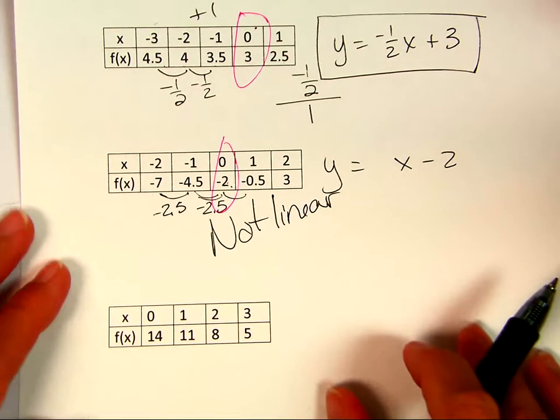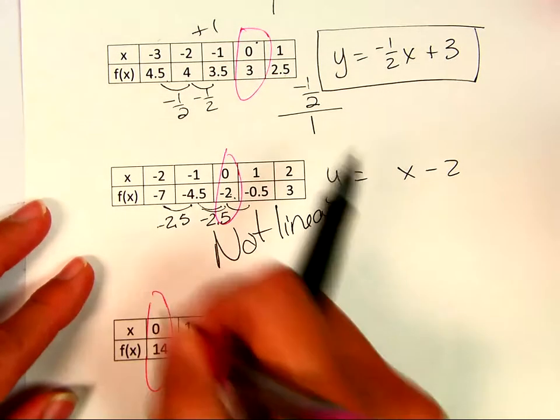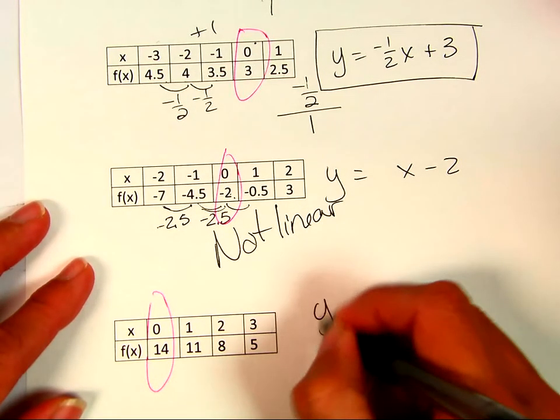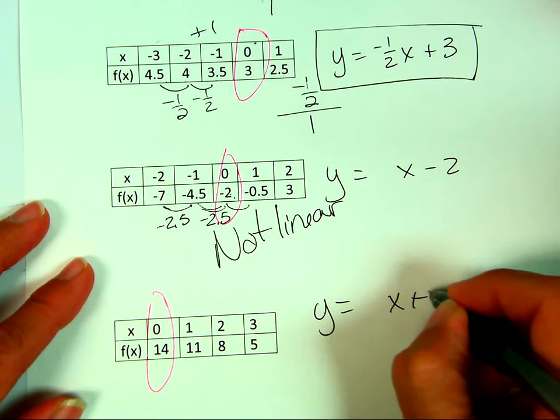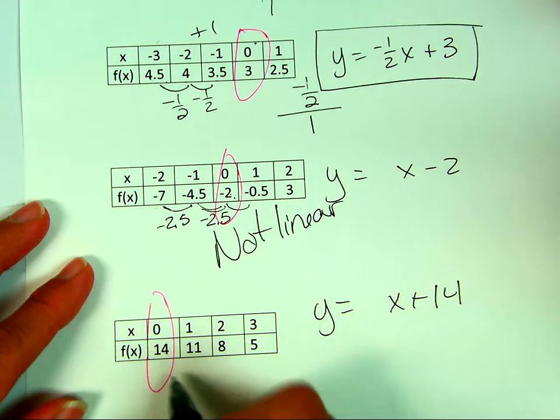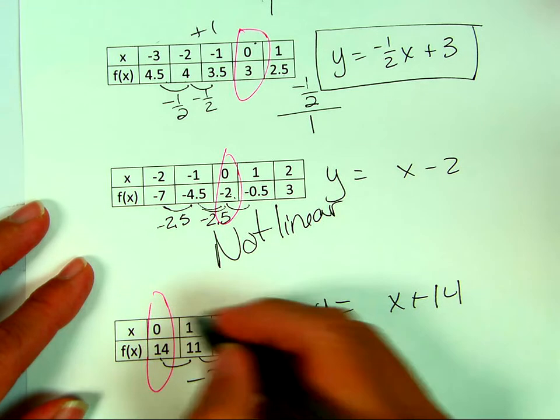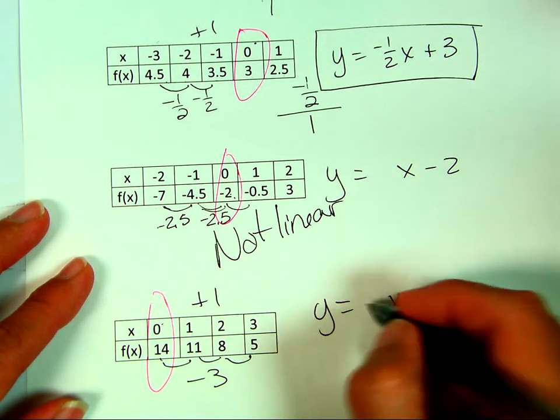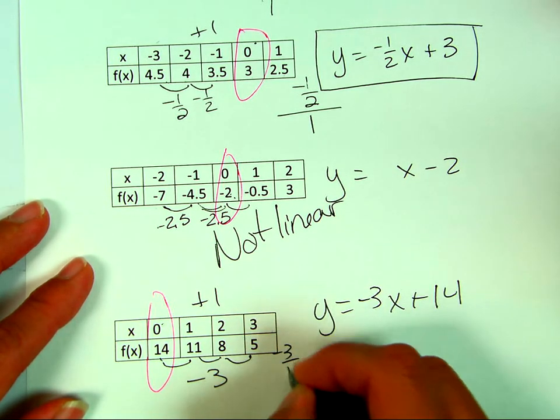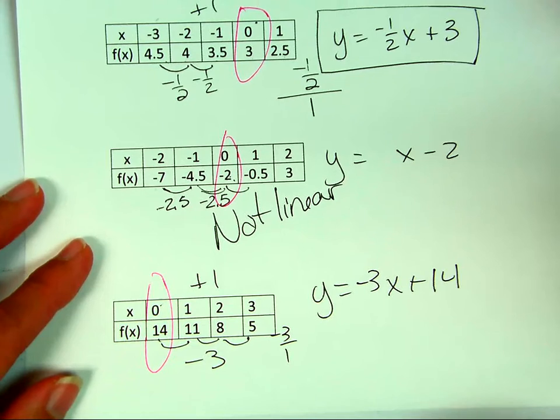Okay, last one. Here we go. There's our b, y equals mx plus b, so we know our b is 14, and then we check each time it's going down 3, going down 3, going down 3, so we have a -3. It's going up 1 each time there, so our slope is -3, because -3/1 is -3.